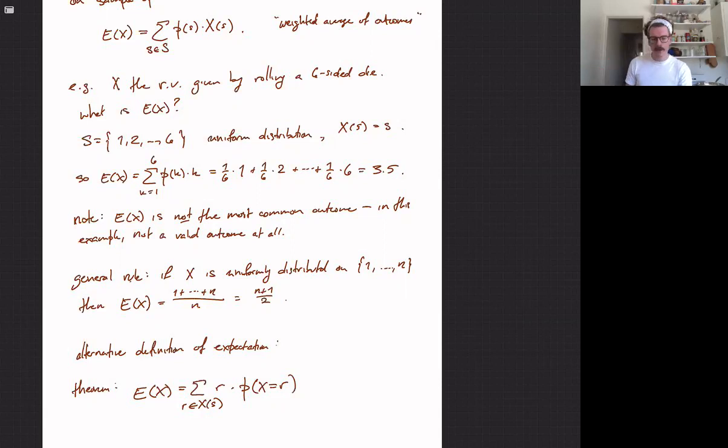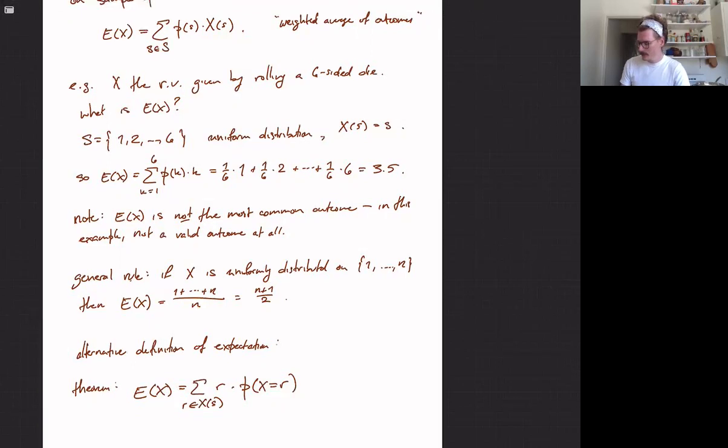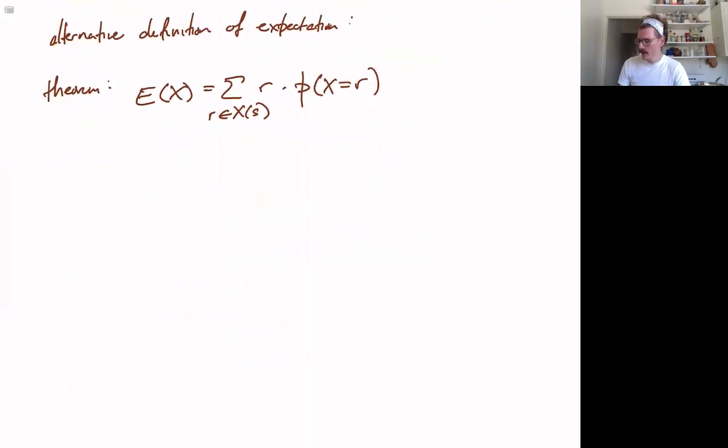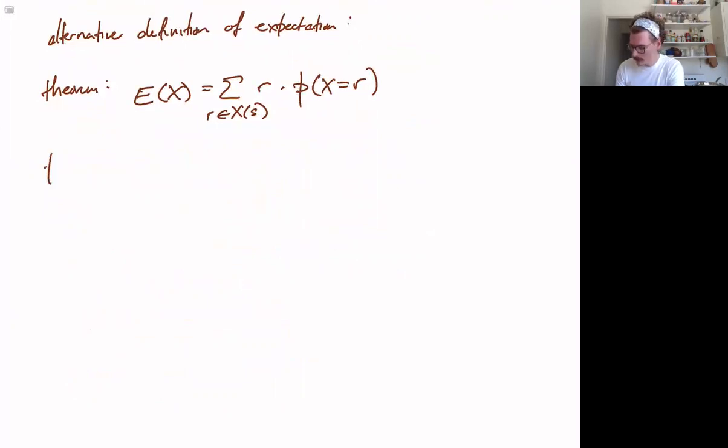So this looks quite similar, but essentially it's just a slightly different way of computing the expectation, which is sometimes more efficient because this set might be much smaller than this set, basically. So let's prove this really quickly. Like I said, the proof is essentially just rearranging the sum.